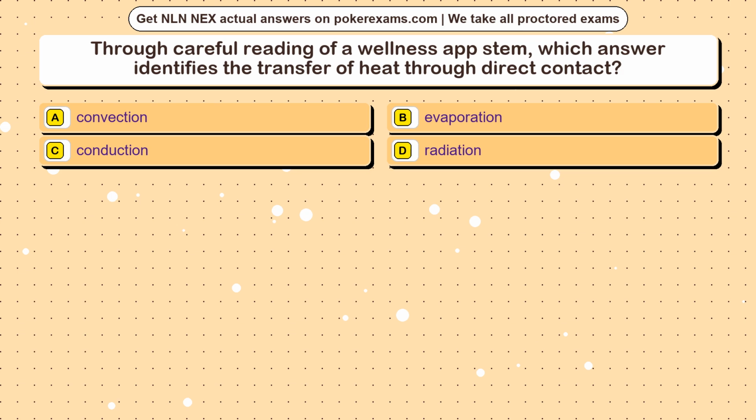Question 25. Through careful reading of a wellness app STEM, which answer identifies the transfer of heat through direct contact? Option A, convection. Option B, evaporation. Option C, conduction. Option D, irradiation.